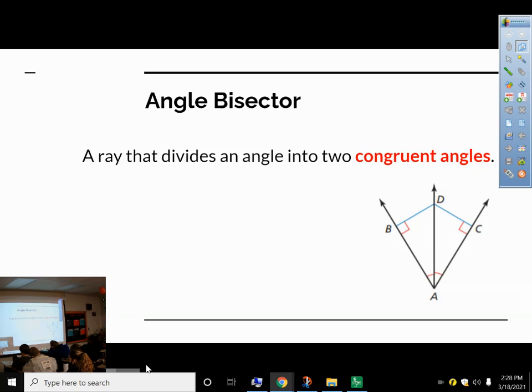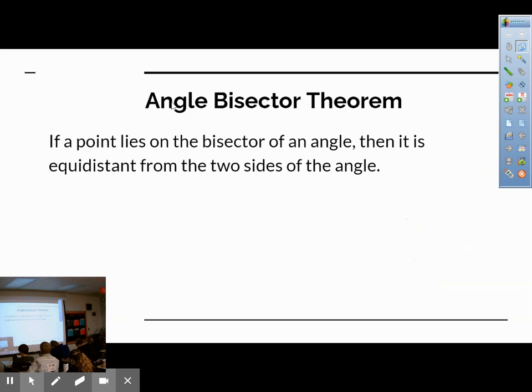Okay? So, in my picture, you see those 2 angles at the bottom, BAD and DAC? They're marked congruent, therefore I know ray AD is an angle bisector. And what the angle bisector theorem says is, if a point lies on the bisector of an angle, then it is equidistant from the 2 sides of the angle.